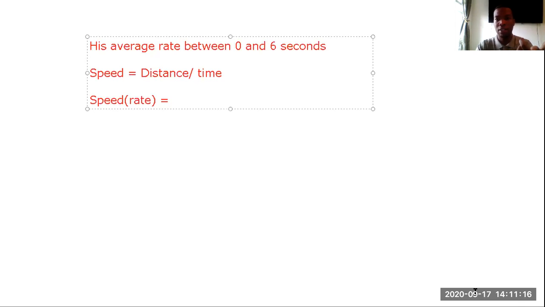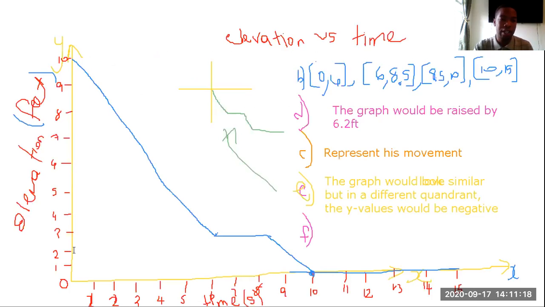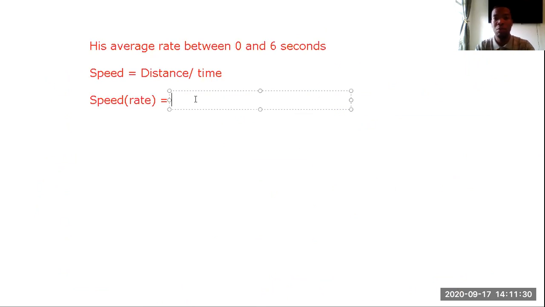Let's go back. Am I going to be able to edit this when I come back? Let's see. So it says between 0 and 6 seconds. He started at 10 feet, and then he went to 3 feet. So he has covered 7 feet. So his speed would be 7 divided by, he went from 0 to 6 seconds, so he covered 6 seconds. Over 6.